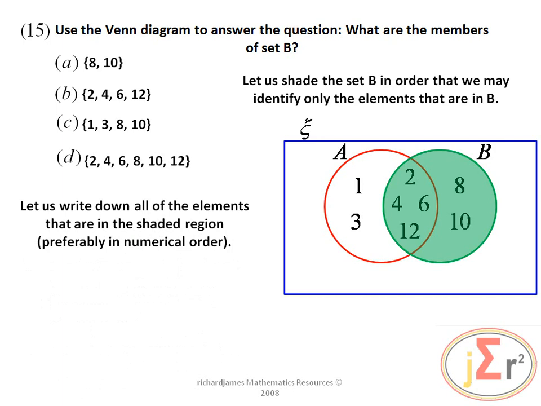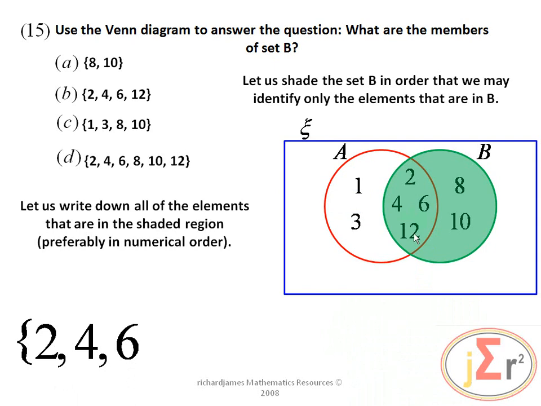So let us write down all of the elements that are in the shaded region, preferably in numerical order. So we are going to write them down in numerical order, beginning with the smallest number in this set. So we are going to put 2, then 4, 6.